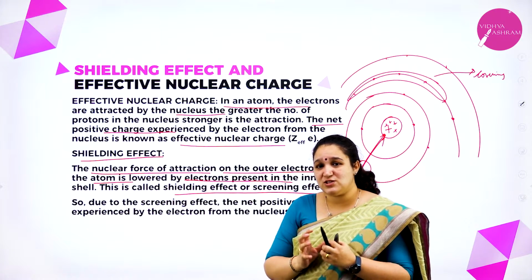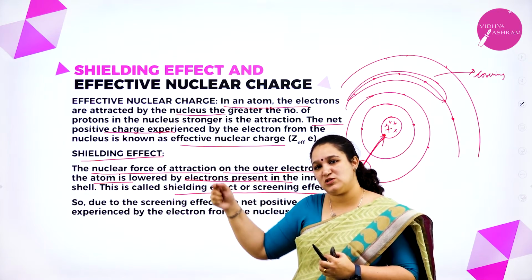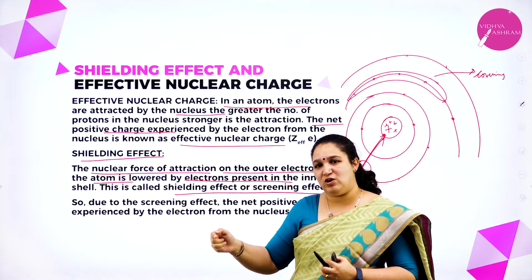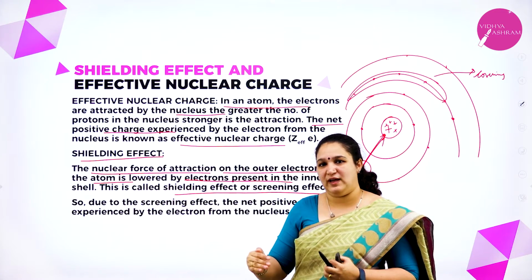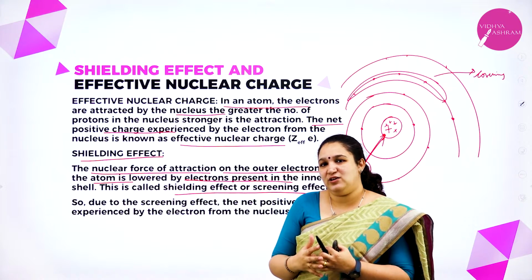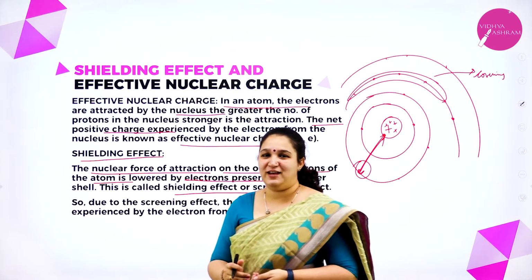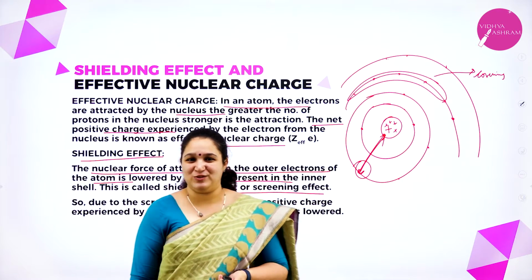So the nucleus is not able to attract the electrons in the outermost shell because of the electrons which are present just before that. The electrons are shielding the electrons behind them, and we call that the shielding effect. I hope you have understood.